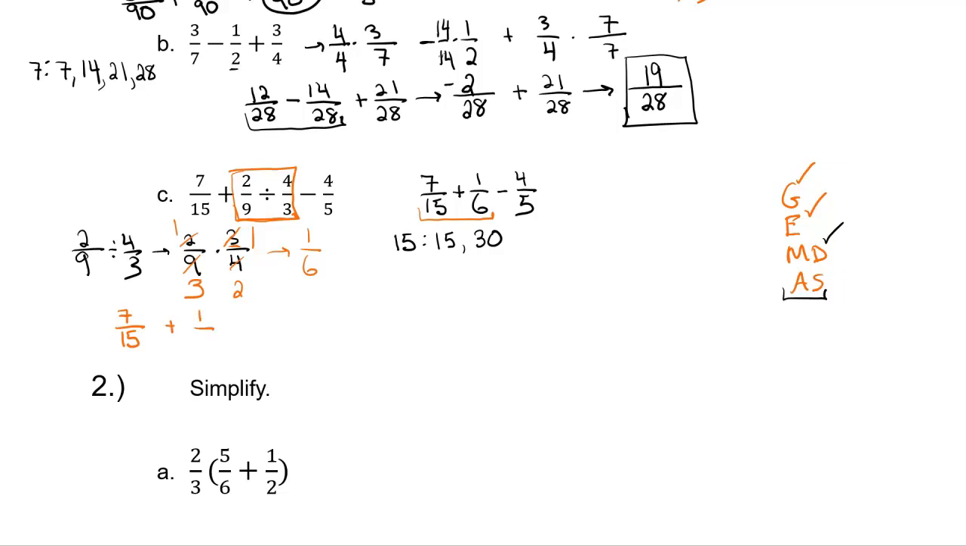Plus 1/6. So I need to multiply the 15 by 2 to get 30, top and bottom by the same thing, times 5 to get 30/5. So I get 14/30 plus 5/30, and that over 30, and that gives me 19/30. Okay, so like the last time, right, I simplified the first two.